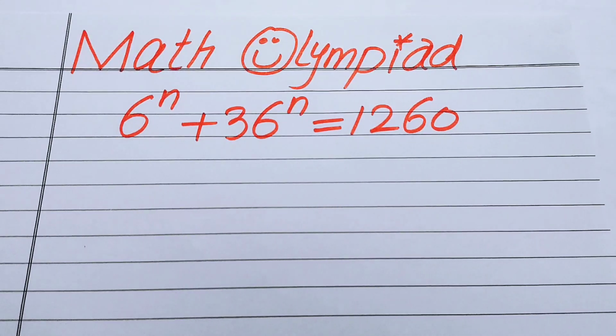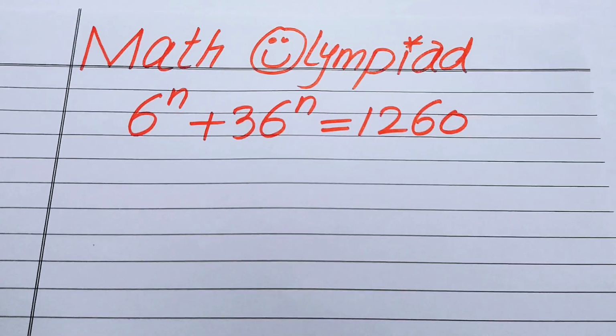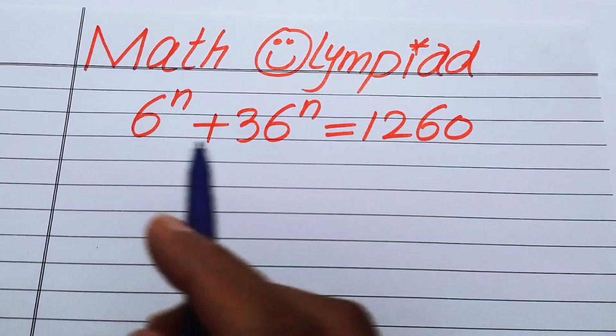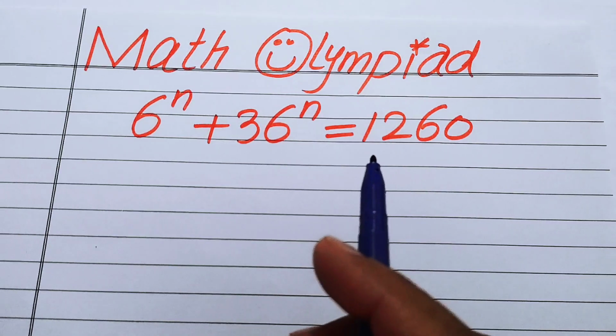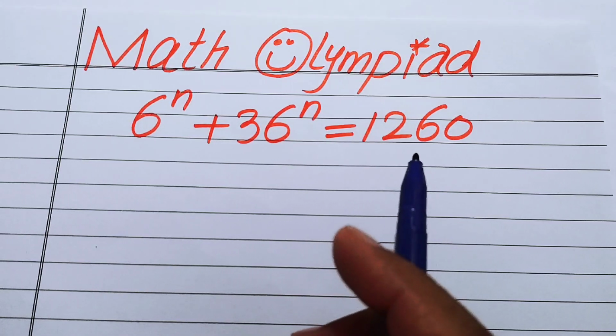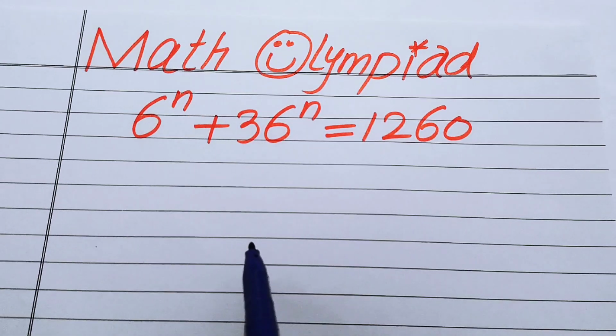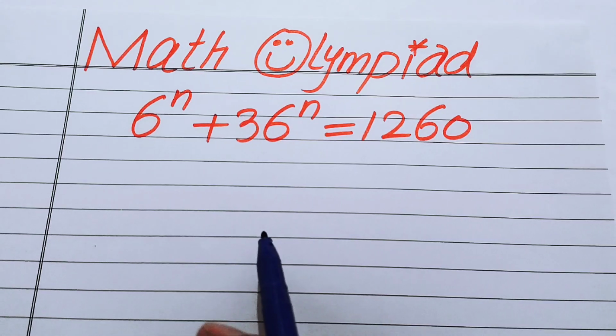In this video we are going to solve this nice algebra problem, and here we have 6 to the power of n plus 36 to the power of n equals 1260, and we will solve this problem for the real values of n.